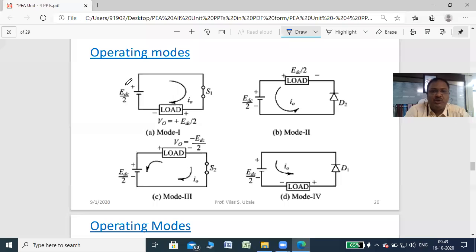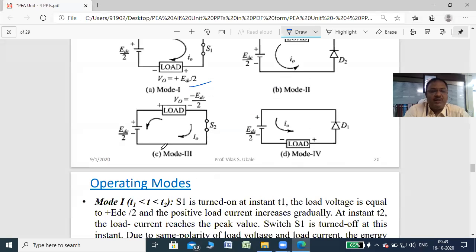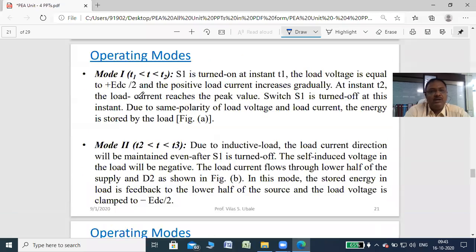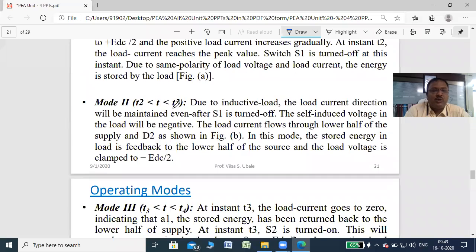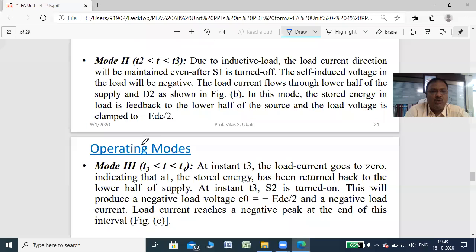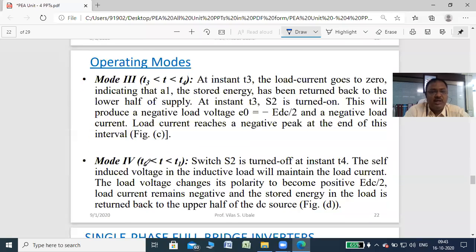The first mode, that is not shown here, is when S1 and S2 are both off. But in this particular diagram, when S1 is on, the voltage is positive and the current direction is shown. Then case number 2, when the inductive energy releases through the lower arm, through diode D2, at that time the current direction is shown here, right? Then the output voltage is also given. Then the third case and then the fourth case, right? So the operating modes are given for your reference. The total theory is explained here in a proper way, so we can read it properly. Mode 1, mode 2, or you can say case 1, case 2, case 3, and case 4.